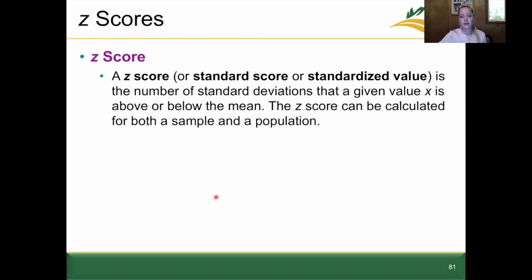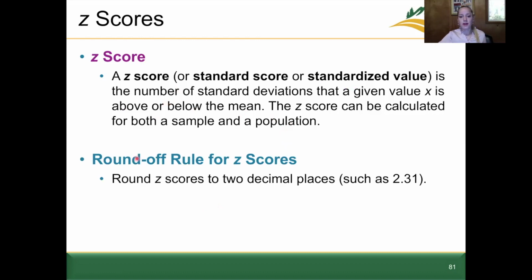Okay, so now more on z-scores. A z-score could also be called a standard score or a standardized value. It's the number of standard deviations that a given value x is above or below the mean of the set of data. And from the last slide, we know the z-score can be calculated for both a sample and a population. It's always good to talk about how we round off these values. So for z-scores, we can go up to 2 decimal places. So for example, 2.31, we have 2 digits past the decimal place. And we'll practice this so this becomes more clear to you, hopefully.